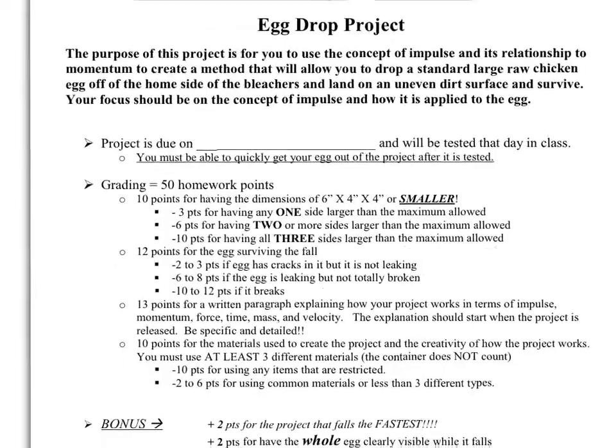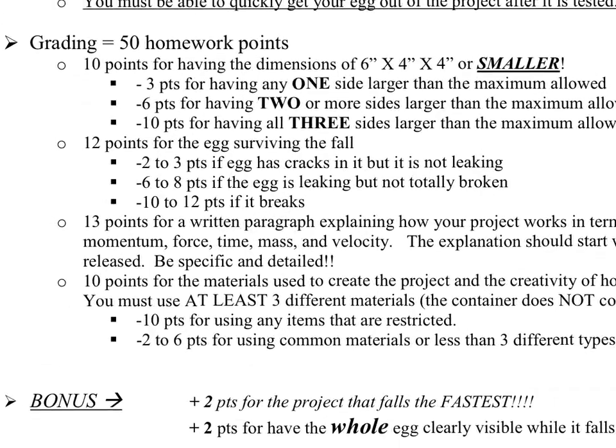Let's move on to the egg surviving the fall. We have 12 points for the egg surviving the fall. You have minus 2 to 3 points if the egg cracks but it's not leaking, minus 6 to 8 if it's leaking but not totally broken, and minus 10 to 12 if it totally breaks.